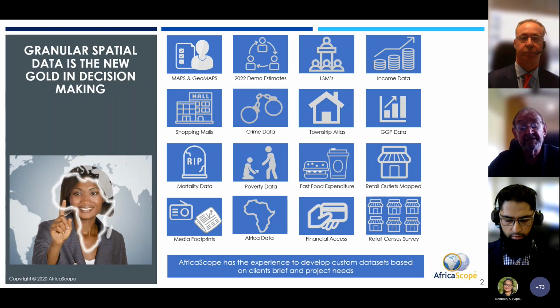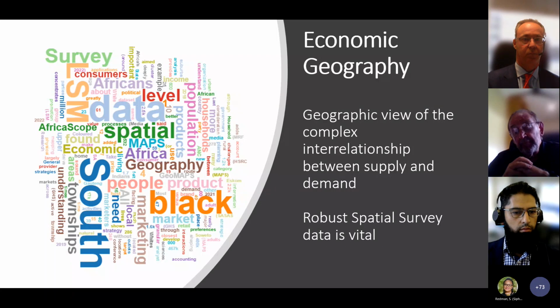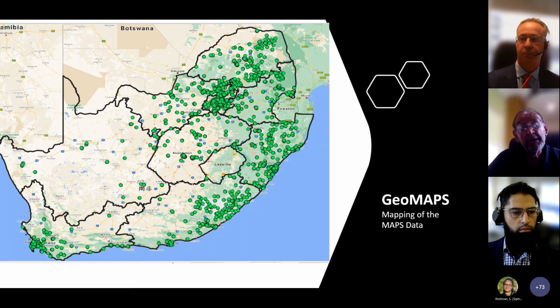We use those data sets in what we call economic geography, and economic geography really looks at the complex interrelationship between supply and demand. It allows our customers to understand what they need to do at a local level, both in terms of developing their networks and in terms of consumer demand at this local level, not just a high-level national representation of the data.